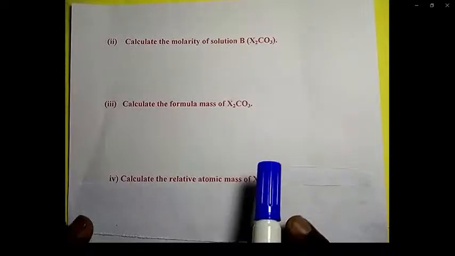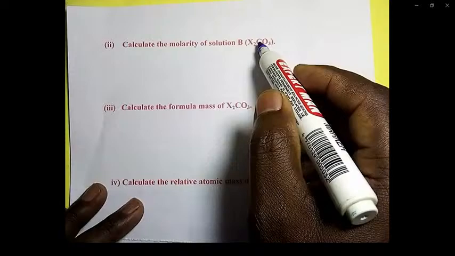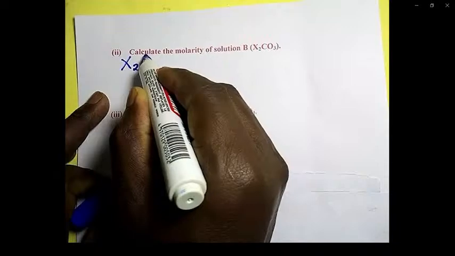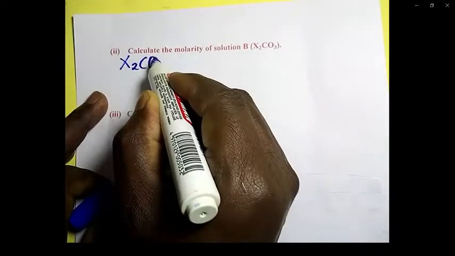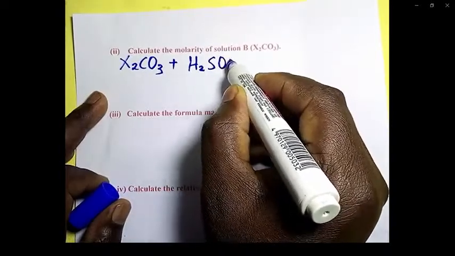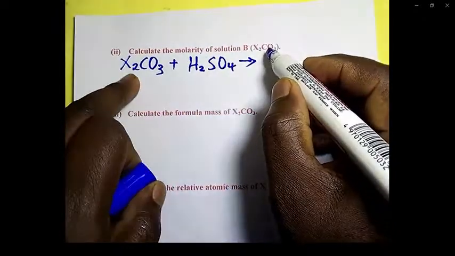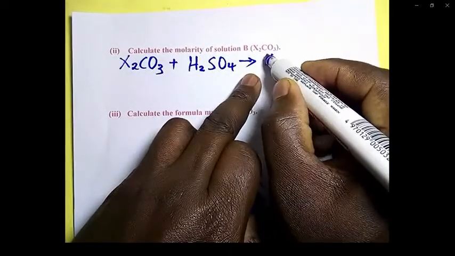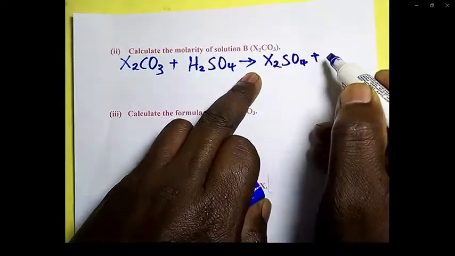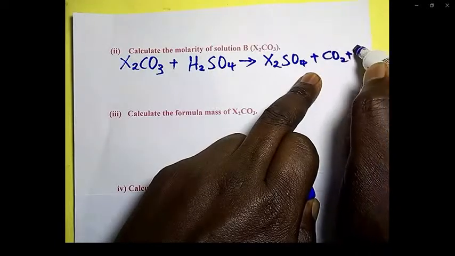First, let us write the equation, because here you must write the chemical equation. So this carbonate is reacting with sulfuric acid. So let us write the equation. X carbonate plus sulfuric acid gives us X sulfate plus CO2 plus water.